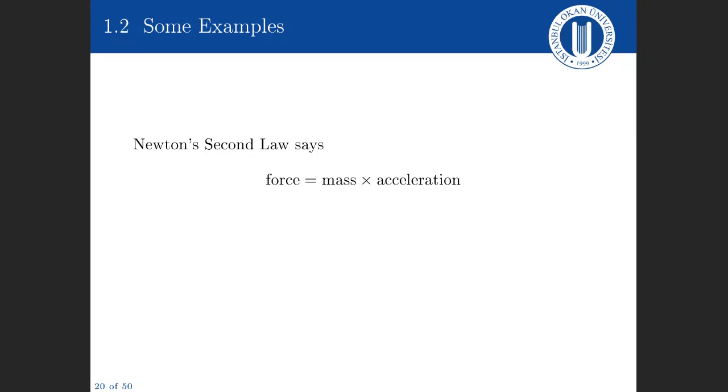Newton's second law says force is equal to mass times acceleration. The mass is 10 kilograms, and the acceleration is the derivative of the velocity. So 10 dv/dt. Now note, velocity is measured in meters per second. Time is measured in seconds. So acceleration is going to be measured in meters per second divided by seconds, or meters per second squared.